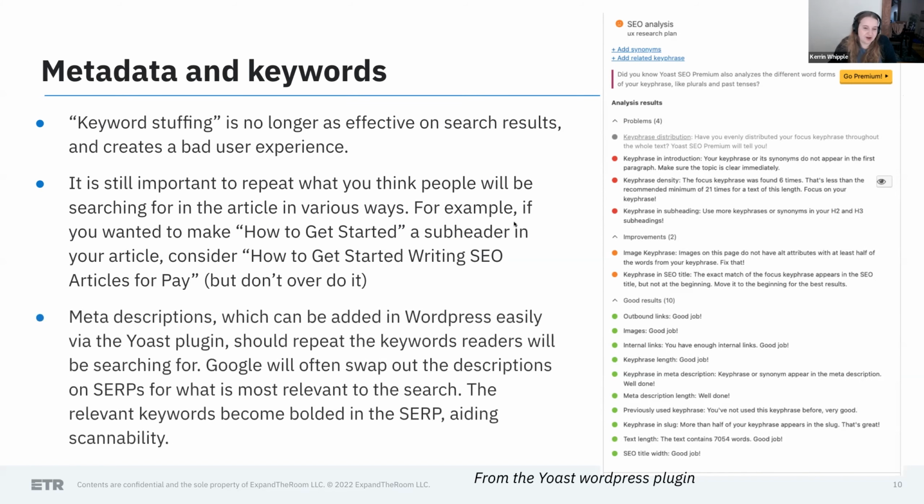Meta descriptions can be added directly into WordPress using the Yoast plugin, or else they're normally written in the HTML as their own meta tag in the header. That will usually be the description underneath the header in a search result, but sometimes Google does swap that out and just takes parts of the text that have that keyword in it and replaces it. So that's another reason why you want to repeat the key phrase, in case they decide to use something else.